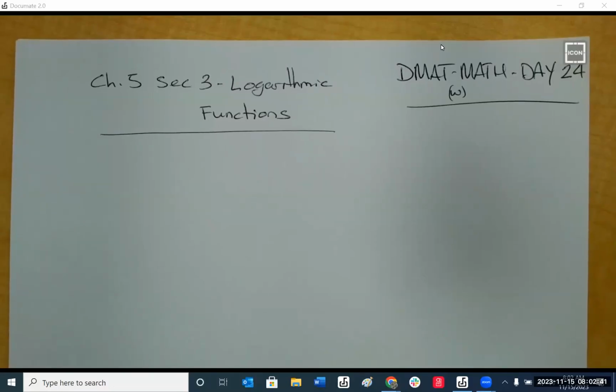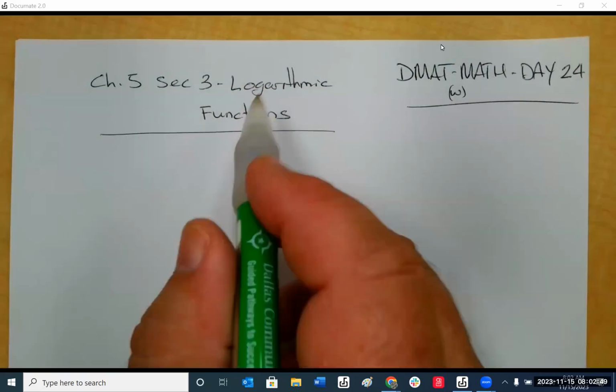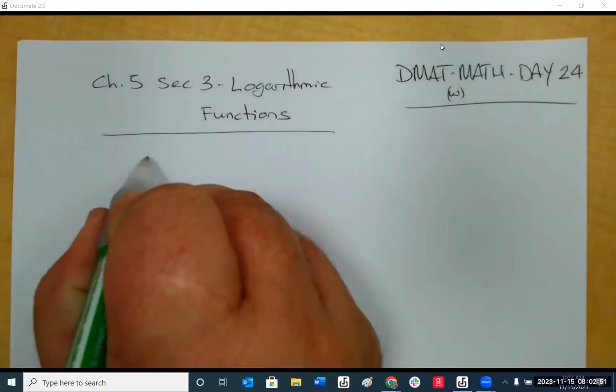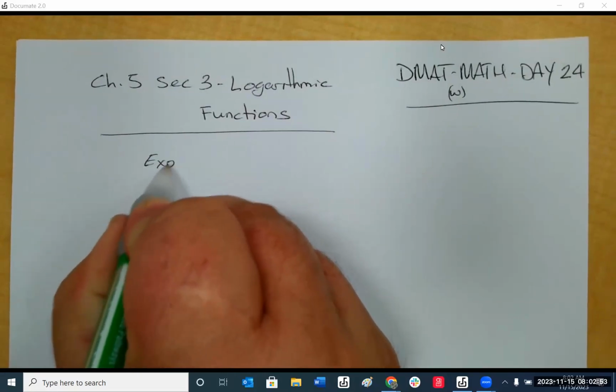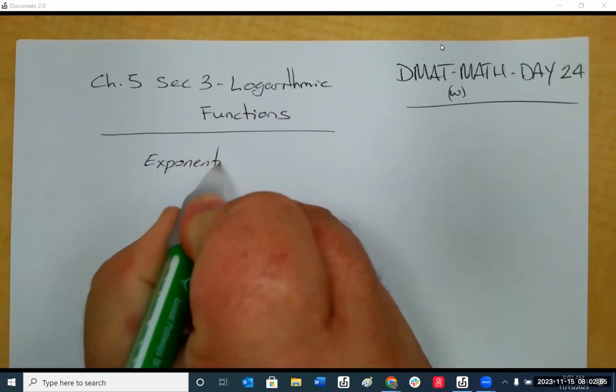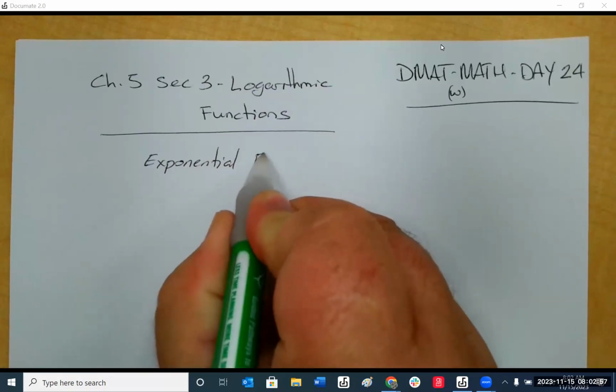Good morning, everybody. Today we're gonna review real quick what we did last time. We ended up with section 3 last time, I believe, and that deals with logarithms. Before that, we looked at exponential functions.